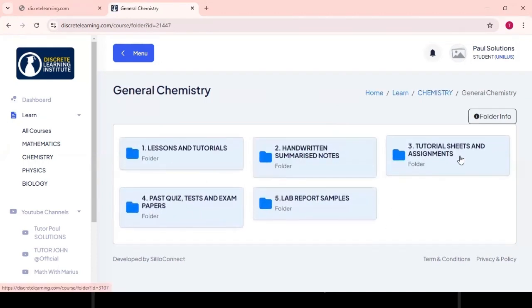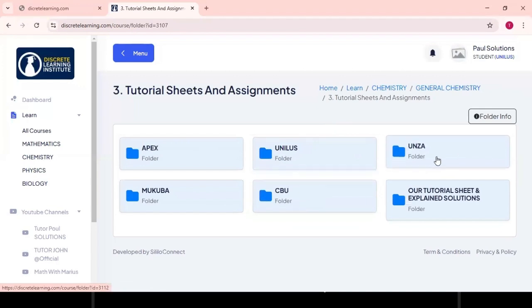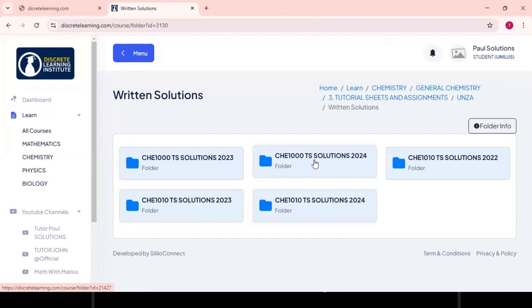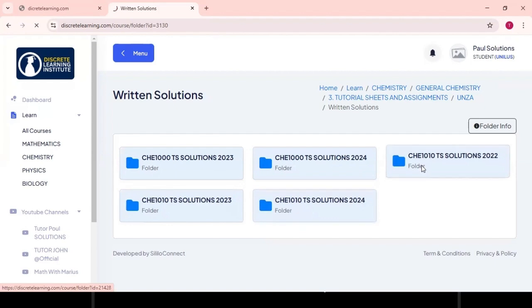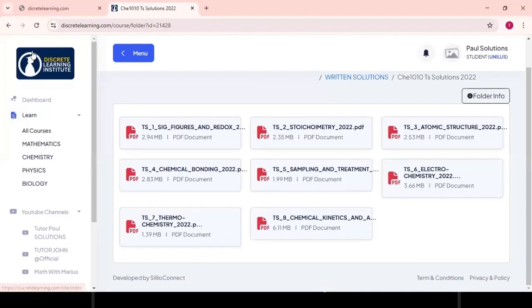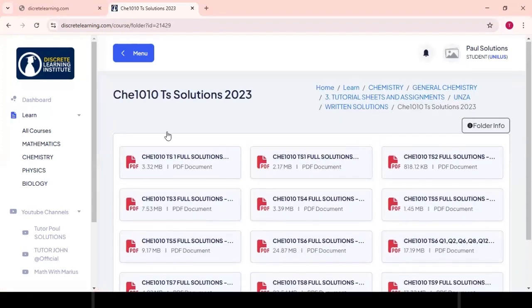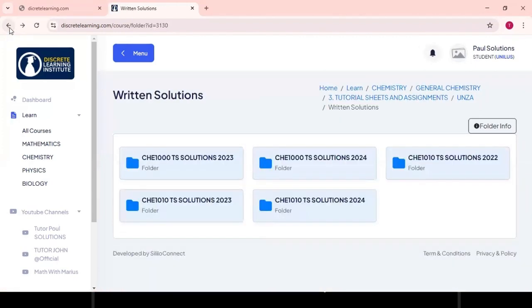Okay, so if I go to tutorial sheet maybe, and then I open the folder for UNZA, you're going to see video and written. Let's try to open the written ones. You're going to see the tutorial sheets for the chemistry that they take at UNZA. So you can open any. Okay, you can open that. You find all these tutorial sheets that are solved. So make sure you use what is on the drive.